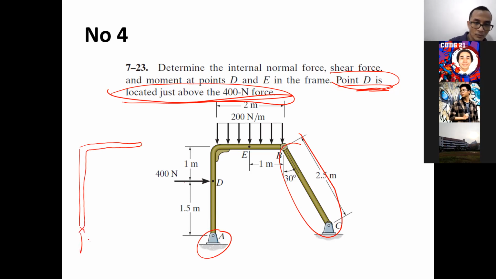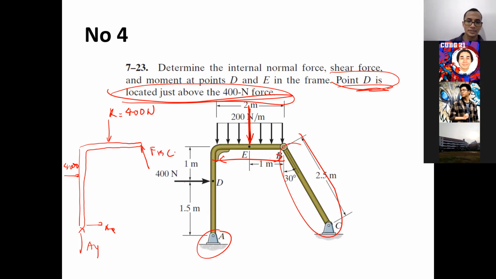Yeah, we have AY, AX, we have D, 400 Newton, and then we have a distributed force here. But for the distributed force, I will directly draw just the representation of the concentrated force. R is equal to 200 Newton per meter multiplied by 2 meters, because here the length is 2 meters. So it's supposed to be 400 Newton. And then last one, we will have FBC.